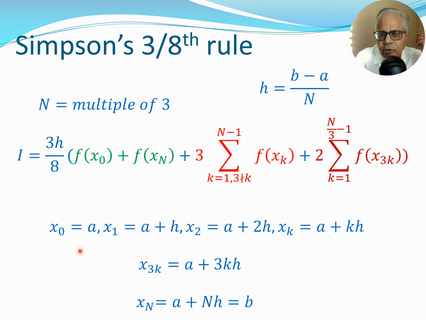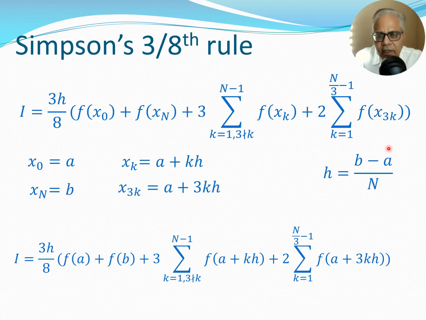Now we know that x0 is a, x1 is a plus h, x2 is a plus 2h, so xk is going to be a plus kh. That's the general term. Now from this general term I can also write that x3k would be a plus 3kh. So I simply substitute 3k here, so I get that term here. Now once I have xk and x3k, I can put them in this equation, and also I know x0 is going to be a and xn is going to be b. So that's going to help me express this in the form a, b, h and so on.